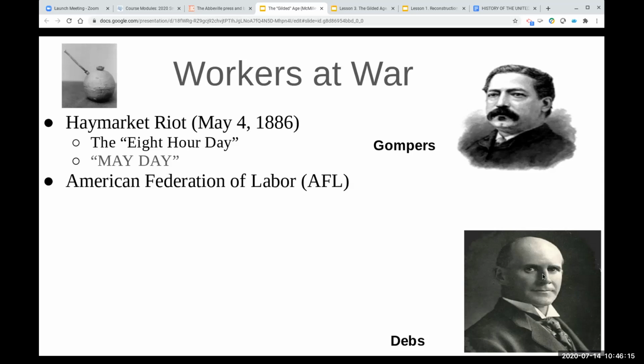Because then you have somebody like Eugene Debs, who runs for president rather popularly. He certainly doesn't win, but he gets a lot of votes. And Eugene Debs becomes sort of the face of American socialism at the turn of the 20th century.